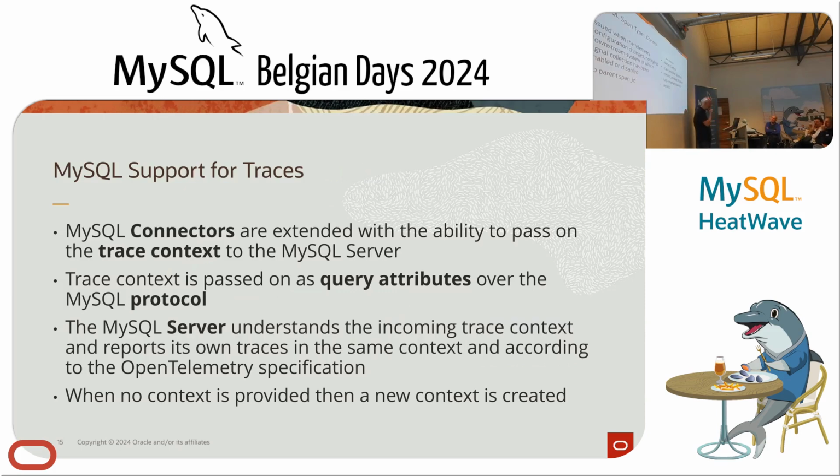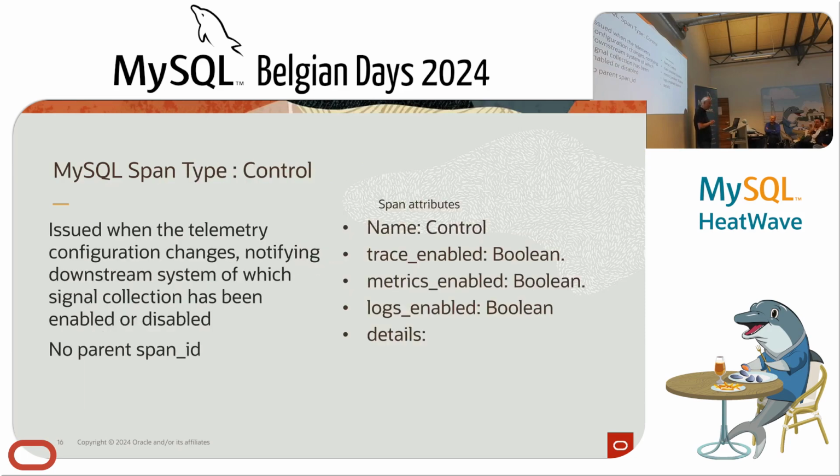We have implemented three spans in the server, so that's kind of our decision on what to trace. The control is simply that when you enable and disable tracing, you send a message, enabled or disabled, so that you have a way to understand that this was actually the beginning point of the trace.